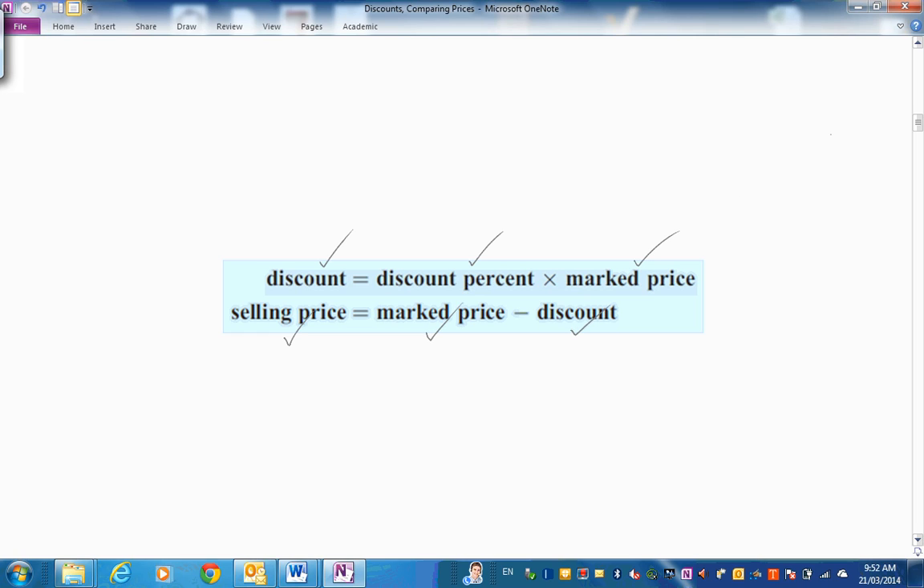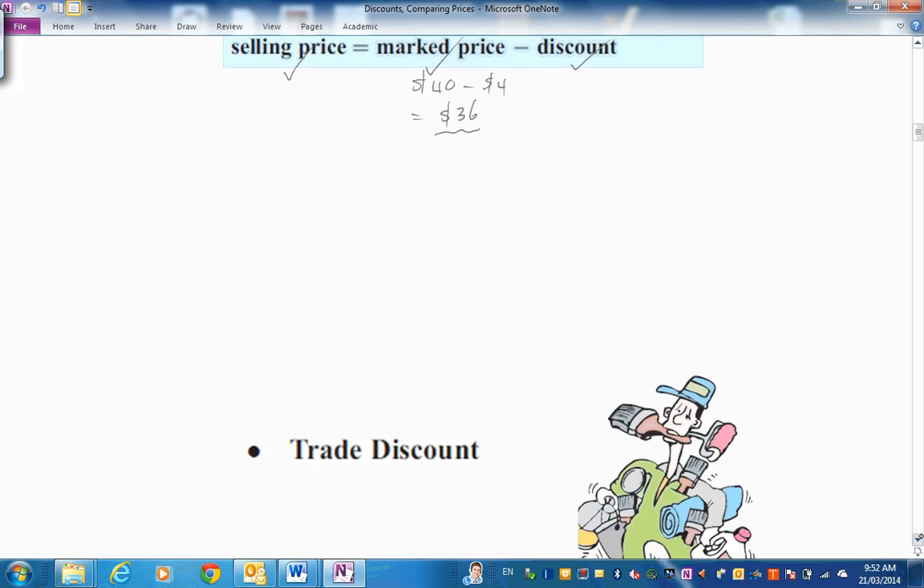With $40 times 10%. Just remember, 10% times $40, and then it was $40 minus that. Well, that discount came to $4. $40 minus $4. So that's what we just did. Do you get it? Fairly basic maths there. Okay, let's go on and have a look at some more of that.